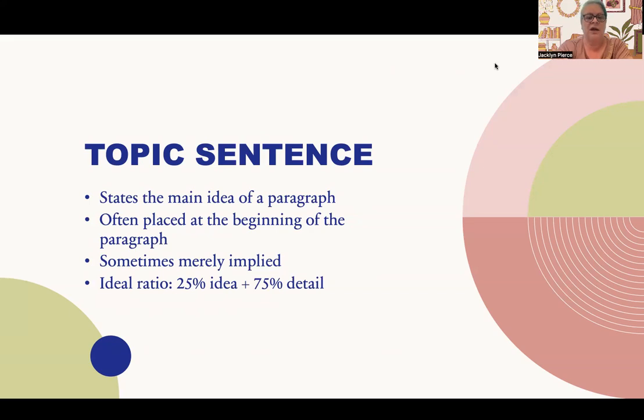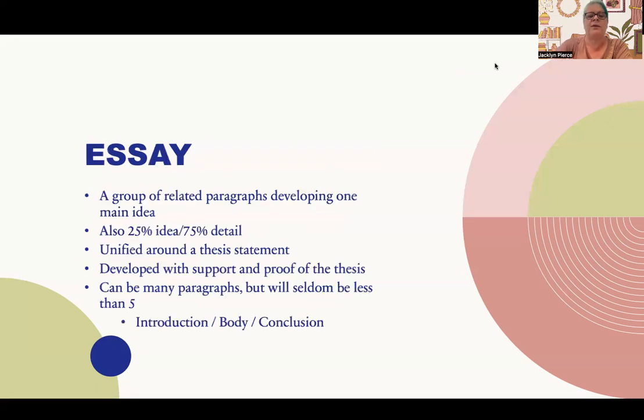It does follow a guideline that I learned many years ago, which is that good writing is 25% idea and 75% detail. So if you have 5 sentences and one of them's the idea, the rest of it is going to be details to support or prove or illustrate that idea. So it's kind of a good rule of thumb there.